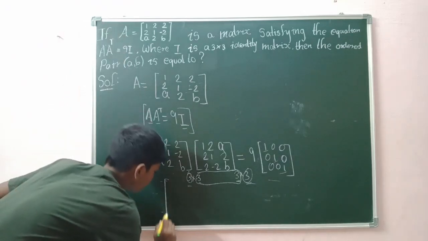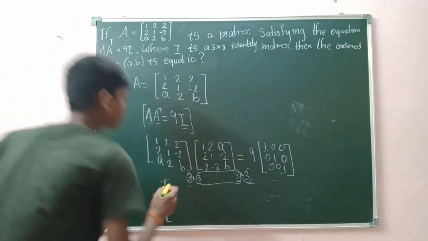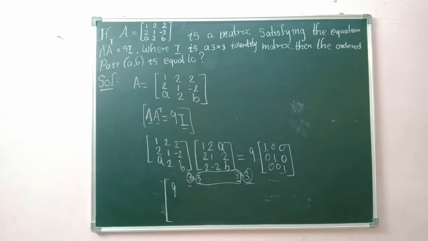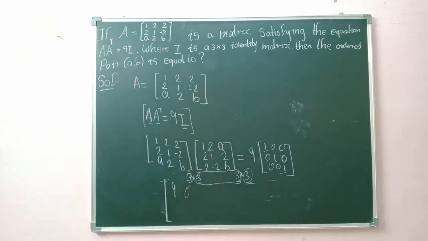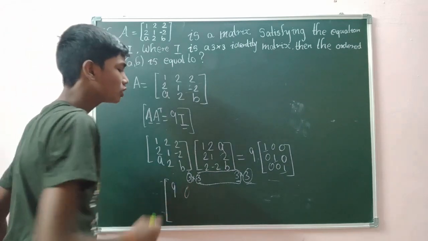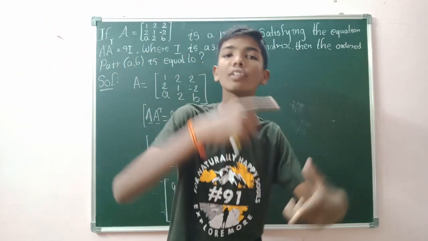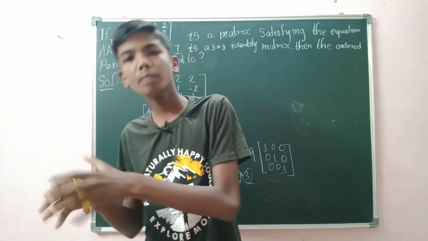Listen carefully. 1 into 1, that is 1, 2 into 2, 4, so 4 plus 1 is 9. And now first row into second column will be 1 into 2, 2 plus 2, then 4 minus 4, that will be 0. Here it will be 0. Correct or not? So that is what you will get, guys. Using that multiplication of matrices, first row into first column, first row into second column, first row into third column, then go on to your second row into first column, second row into second column, like that you need to go.